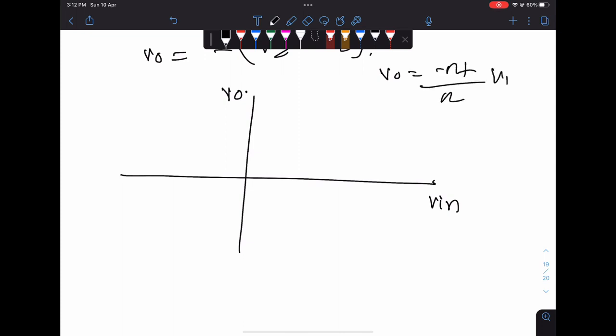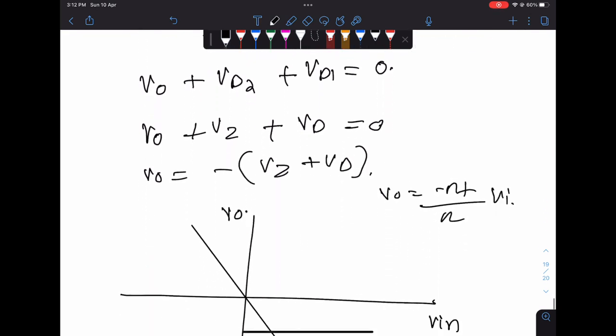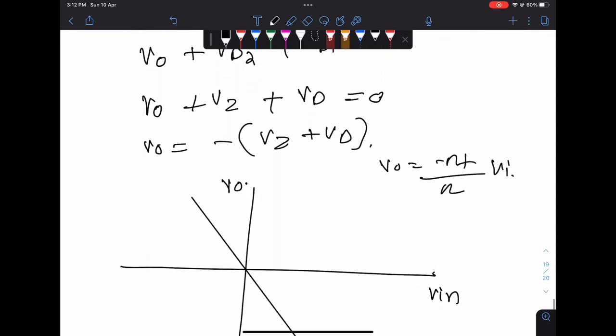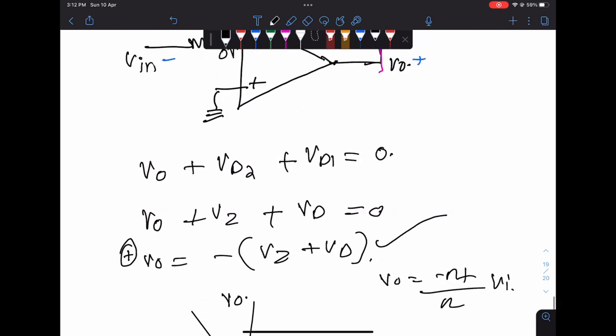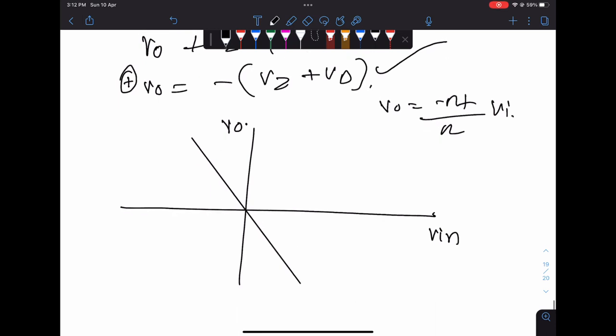This condition is only valid up to the breakdown voltage. After getting to the breakdown voltage, when Vin is positive, the output voltage will be minus of Vz plus Vd1, and similarly in the negative case. So the op amp will saturate at that voltage. Beyond that voltage it won't increase. That is the idea.